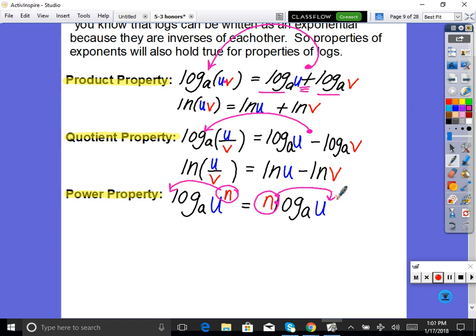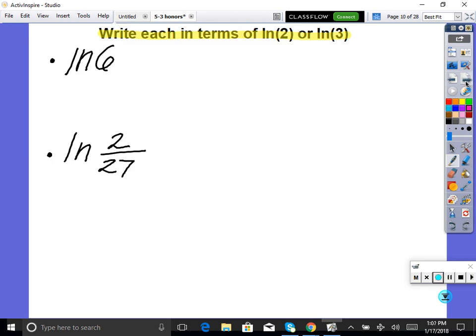Okay, here we go. So let's look at this one. This one's an interesting instruction. It says, write each in terms of ln of 2 or ln of 3. Now there's no particular reason that we would want it in ln of 2 or 3. This is just testing: do you know your properties of logarithms? So it's saying your final answer can only have ln of 2 or ln of 3.